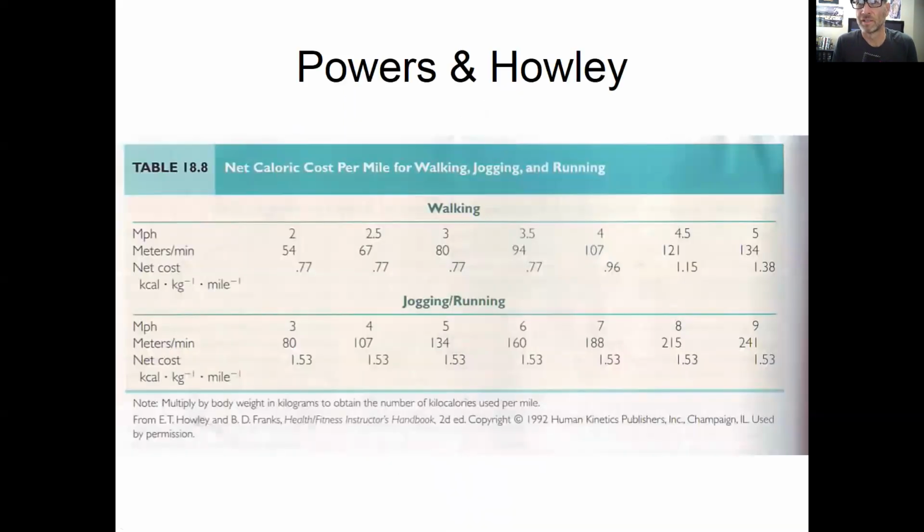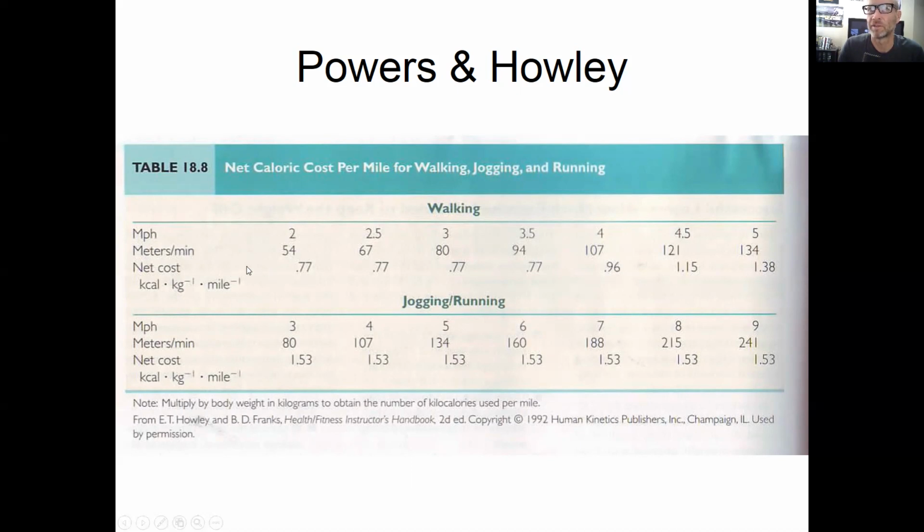So let's look at some data from a textbook. This is Powers and Howley. This is net caloric cost per mile of walking. So this is how many calories it costs to walk a mile. Walking at 2, 2.5, 3, 3.5, all the way up to 5 miles per hour. These are just different units for velocity. Here's the calories used per kilogram body weight, it really should be body mass, per mile: 0.77, 0.77, 0.96, 1.15, 1.3. More calories used to walk faster.